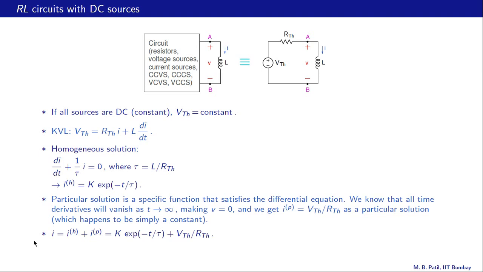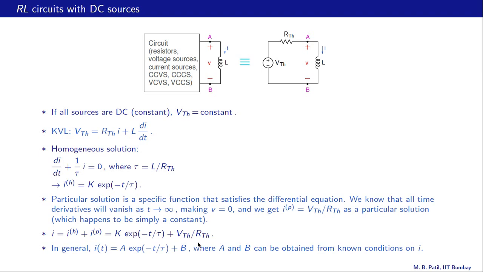And finally, we can add the homogeneous and particular solutions to obtain the net current as a function of time. So I is IH plus IP. IH is given by k e raised to minus t by tau. IP is given by VTH by RTH. So therefore, our net or total current is k e raised to minus t by tau plus VTH by RTH.